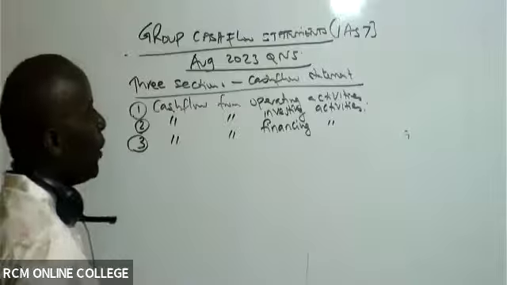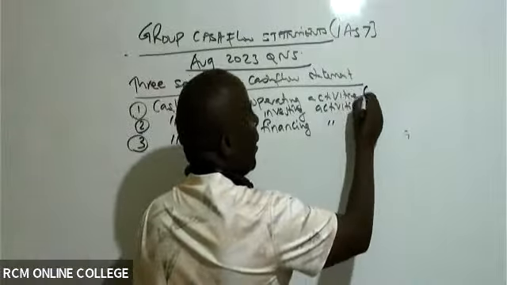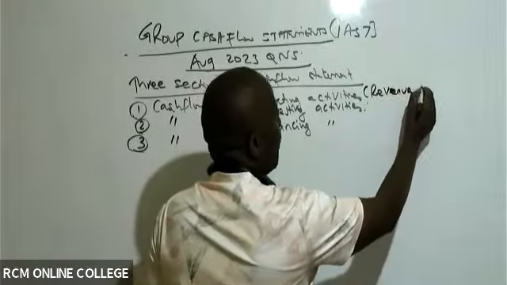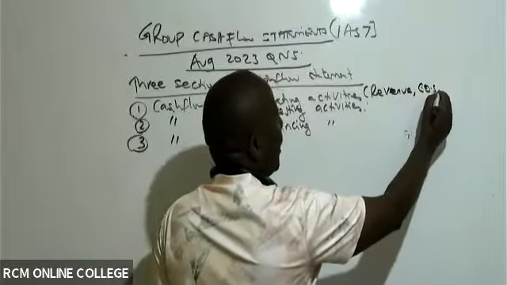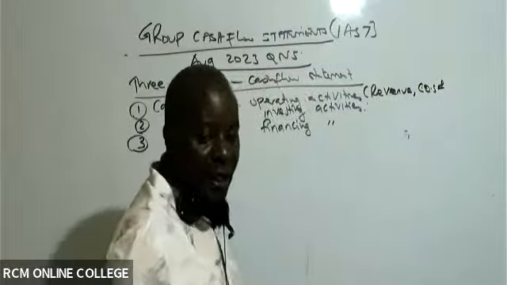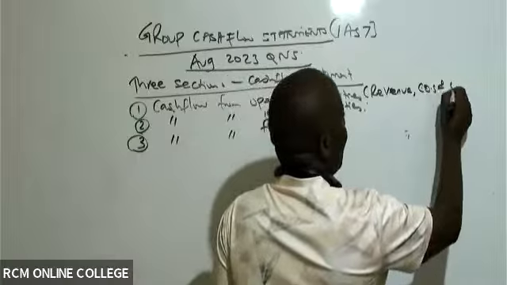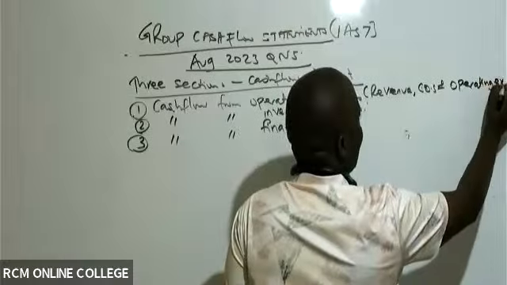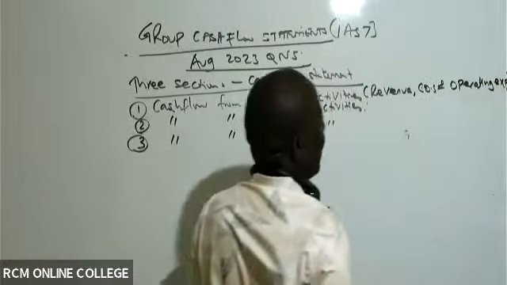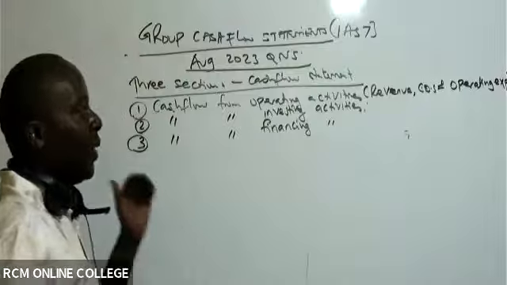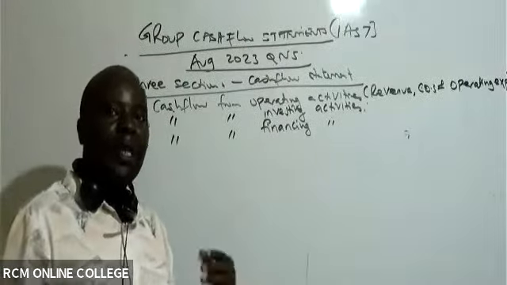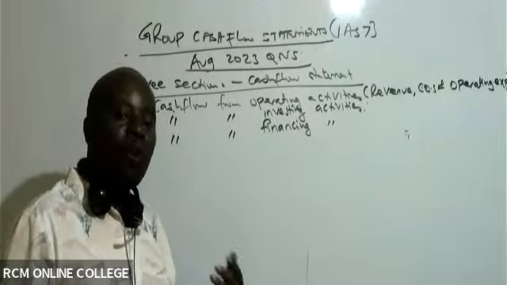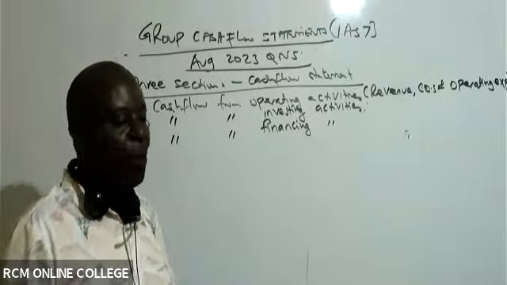So basically, when we talk of operating activities, we are looking at revenue, cost of sales, and operating expenses. Those 3. Our revenue, our cost of sales every day. When we sell things, you're going to be incurring this cost of sales, and you're going to have operating expenses.